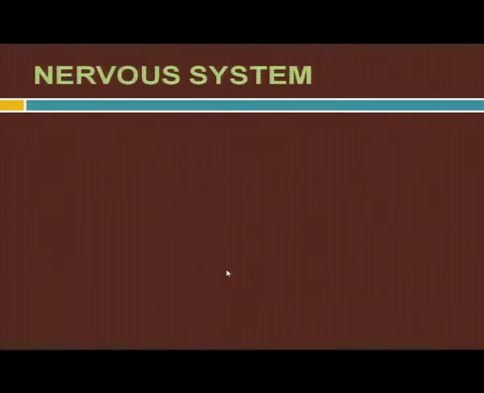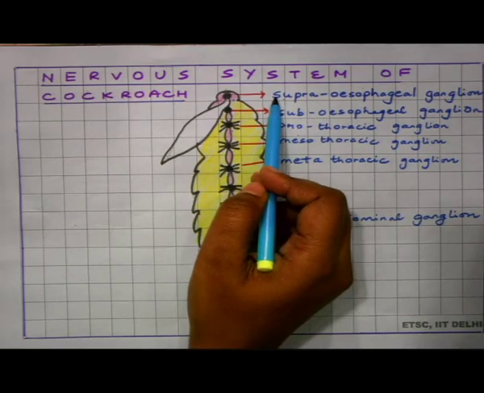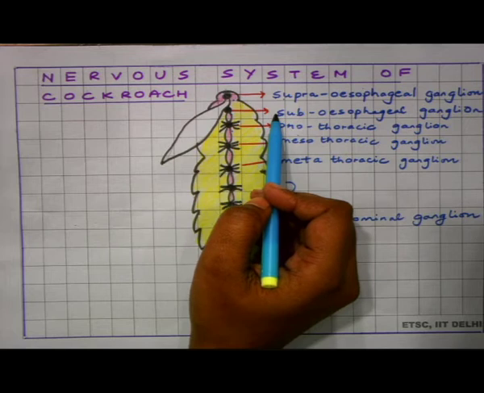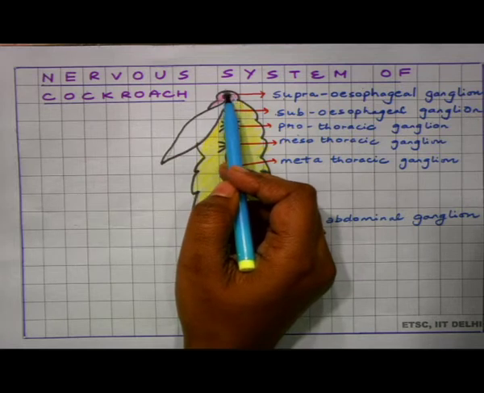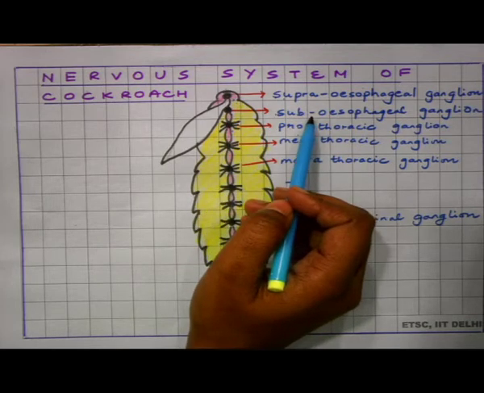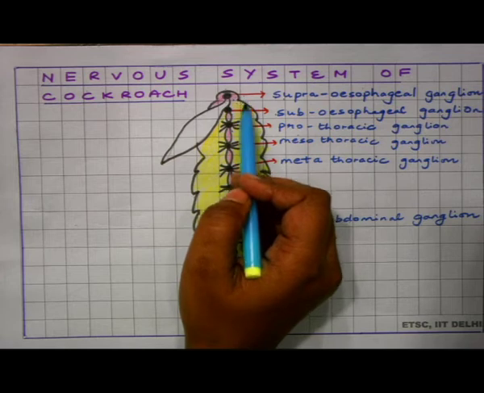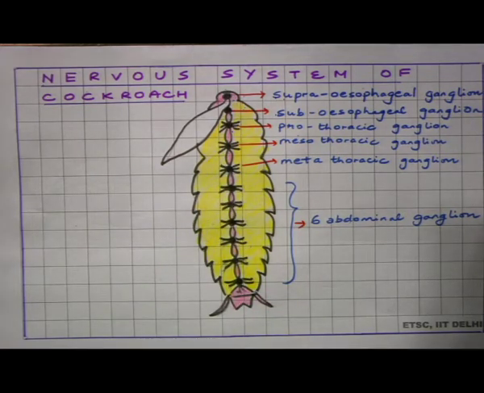But what about the brain? Is brain present in the cockroaches? We can say that a rudimentary form of brain is present in the cockroaches, the central nervous system. It consists of the supraesophageal ganglion, or can be called the brain, and the subesophageal ganglion. The position is based on the esophagus. The ganglion which is above the esophagus is the supraesophageal ganglion, and the one which is located below the esophagus is the subesophageal ganglion. So, these two form the central nervous system along with a commissure, the circumesophageal commissure, which connects them.